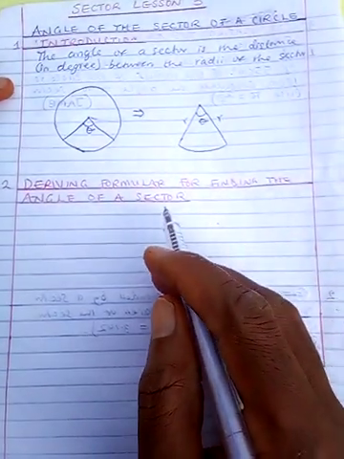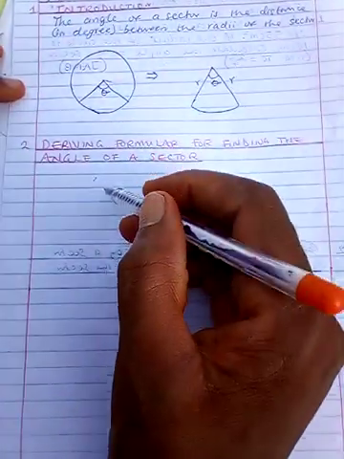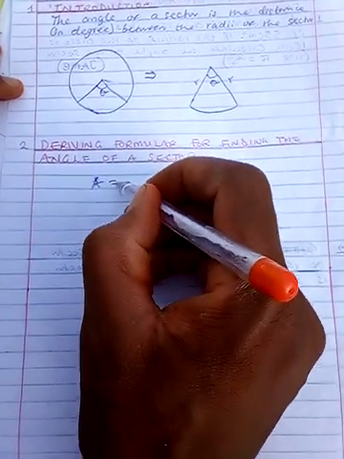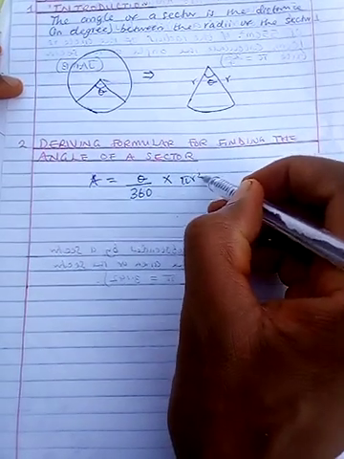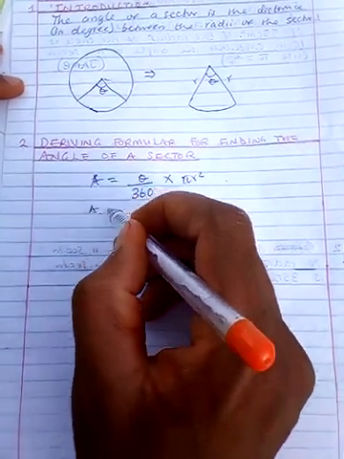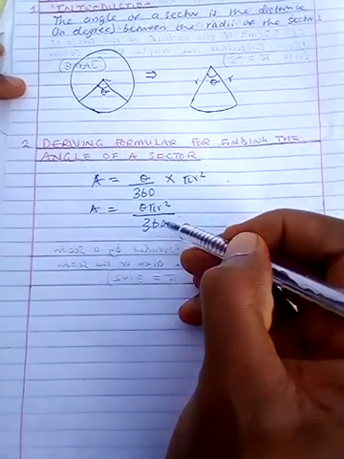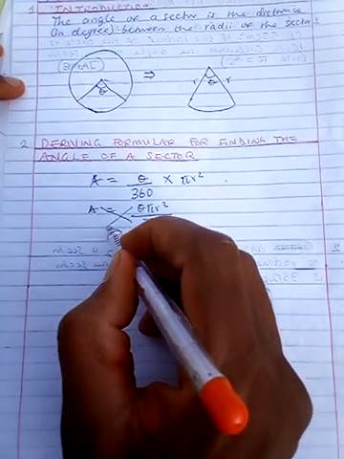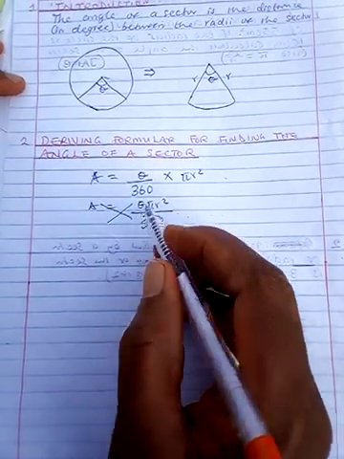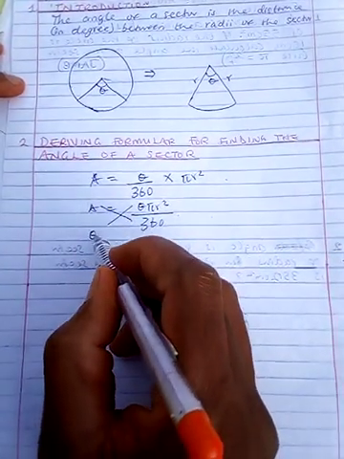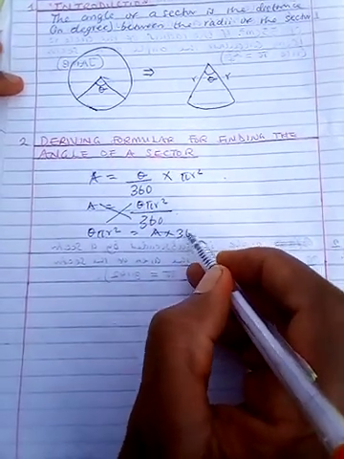So let us derive a formula for finding the angle of a sector. The formula can be derived from the area of a sector. Area of a sector is given as theta over 360 multiplied by pi r square, and then this can also be written as theta pi r square over 360 degrees, and then we are going to cross multiply this. Since we are trying to make this angle the subject of the formula, we are going to multiply this one. That's going to give us theta pi r square is equal to area times 360. That is area times 360.